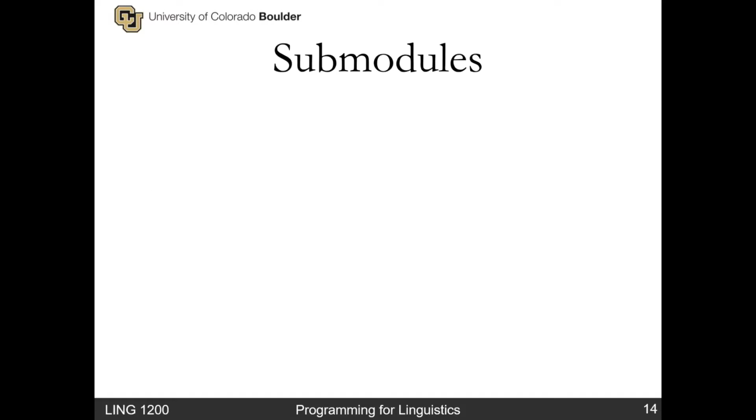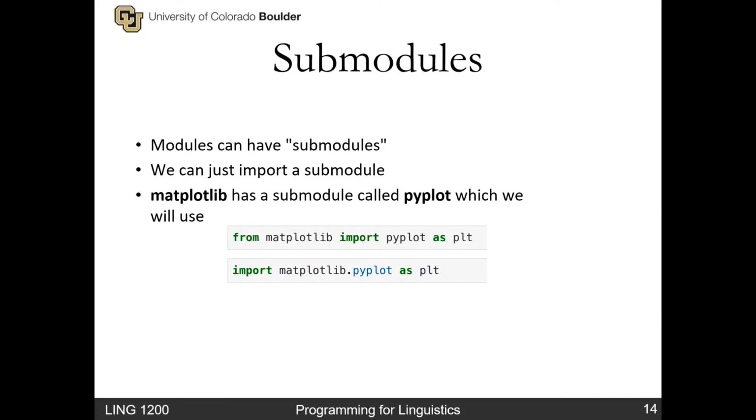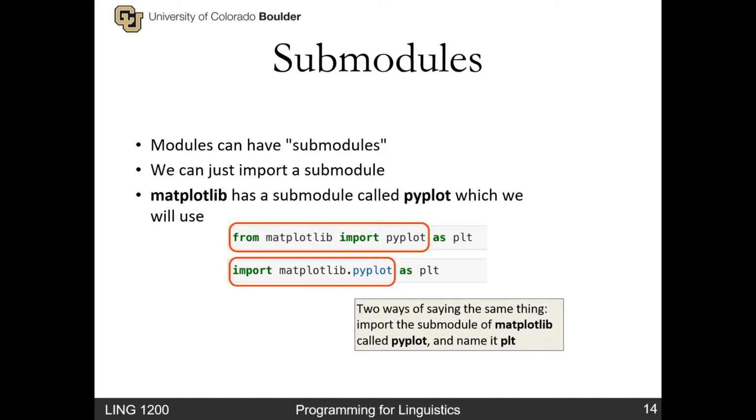One more thing about modules is they can have submodules. You have access to the submodule using the dot notation. However, if you know that all the functions you want to use are in a particular submodule, you can just import that submodule. So matplotlib, for example, has a submodule called pyplot, which we will use in this class. It's very useful and it covers a lot of things. So we could do a couple of things to just import the pyplot submodule from the matplotlib module, which would save us some typing. So here are two ways of doing this.